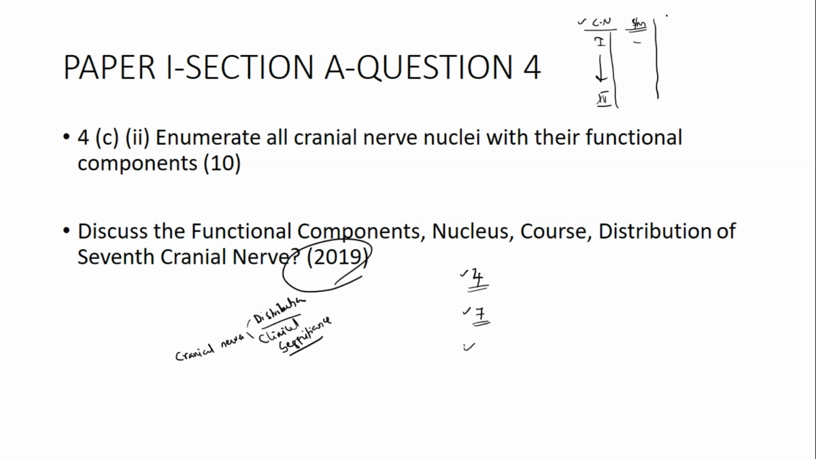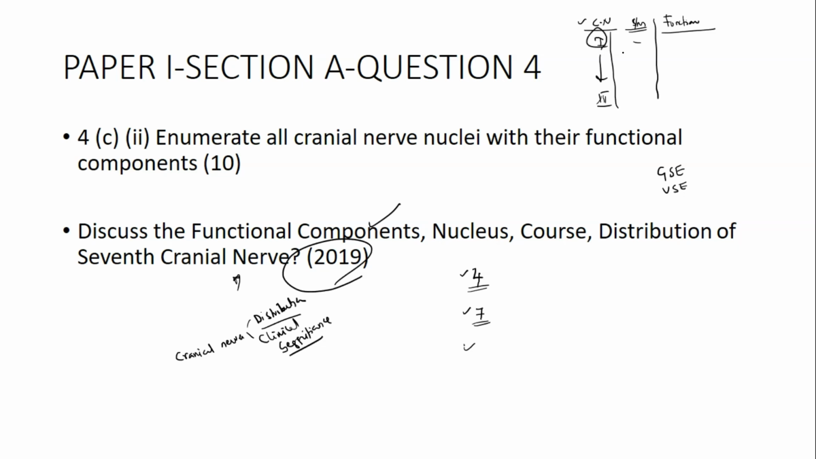But what is this functional component? Functional component is, you have to say whether it's general somatic efferent, or visceral, or general special or visceral special. So these kinds of functional components are there with each of the cranial nerve nuclei, and they're asking you to tabulate it. Like, what is the functional component of the 7th cranial nerve, right? In a similar way, you need a tabulation. Don't just write function. Functions are easy.